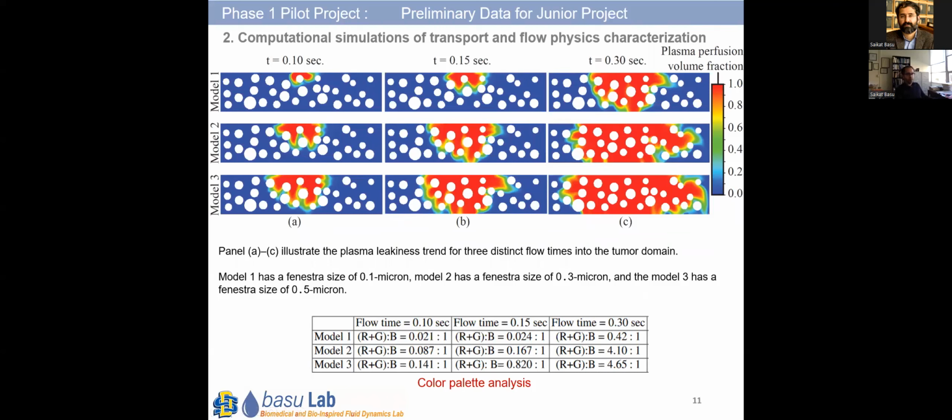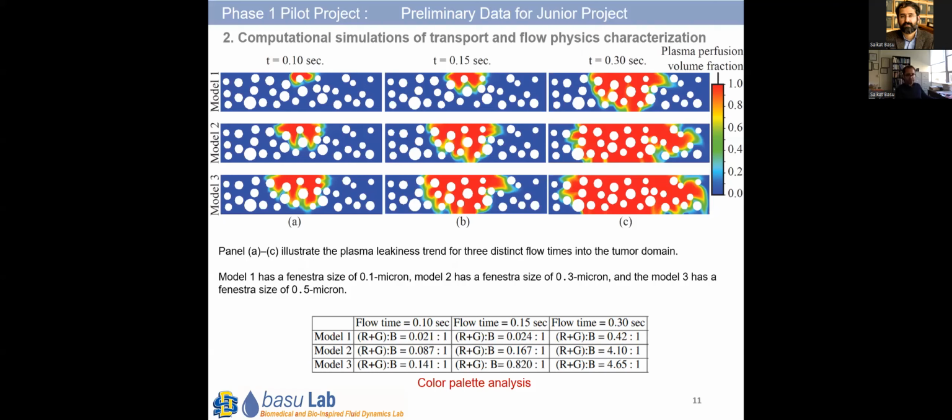To remind you, Model 1 has a 0.1 micron opening fenestra, Model 2 has a 0.3 micron fenestra, and Model 3 has a 0.5 micron fenestra. We see that while the plasma perfusion is proportional to the opening size, which is expected, the rate of perfusion slows down as time progresses or as the diffusion length scale increases.